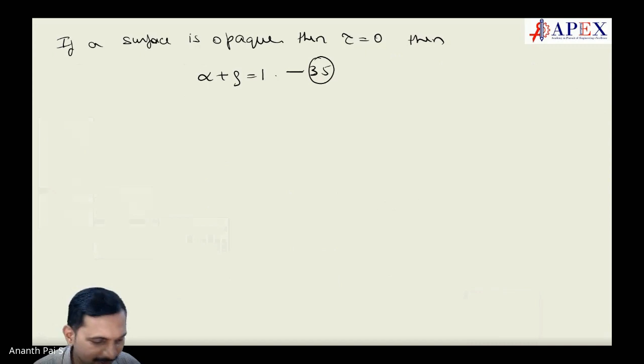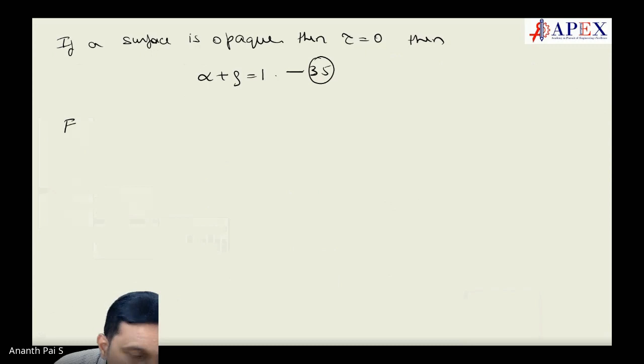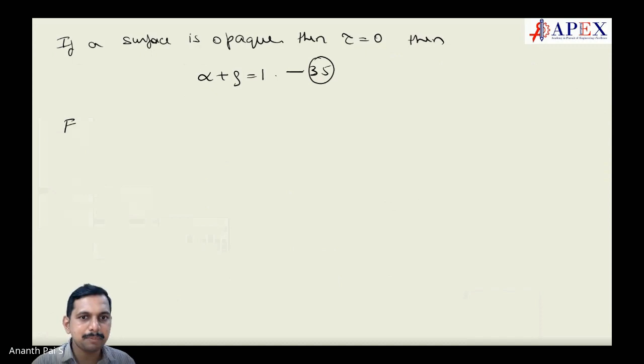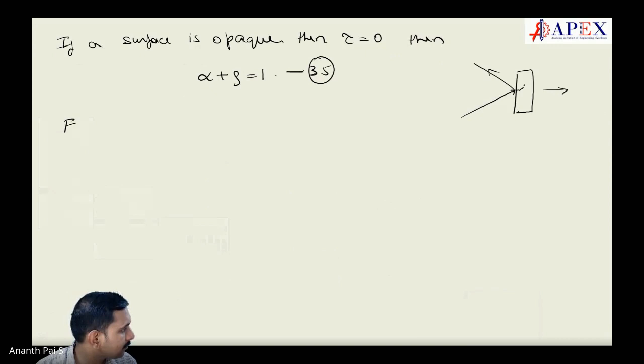For most gases, any problem? Adiabatic surface. Opaque means you have this surface, and whatever radiation is falling is either reflected or absorbed. It does not go out, transmissivity is zero. The best example of an opaque surface is visible light. Can you see through this? No. So this is an opaque surface. Make sense? This book is an opaque surface. Whatever understanding you have about opaque, that's it.